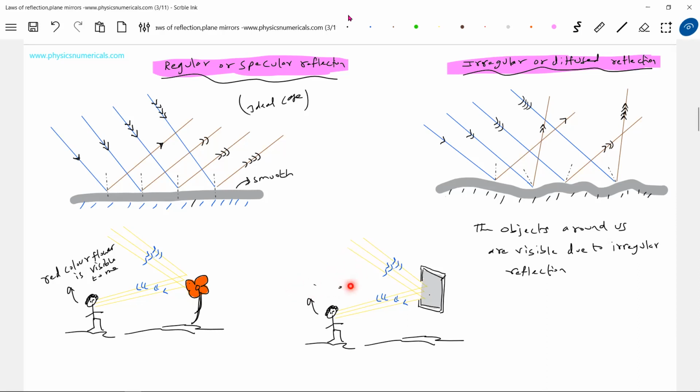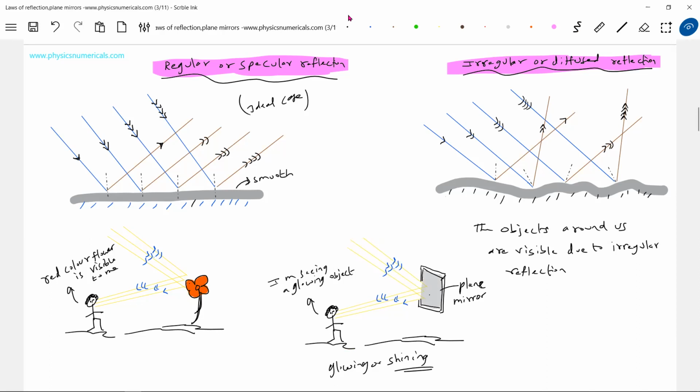Not possible. The reason for that is the reflection is similar to a regular reflection. The person says, I'm seeing a plane mirror, what would be the comment from that person? I'm seeing a glowing or shining object. So you ask the person, can you say what is the shape of the mirror? He says, no, not possible.